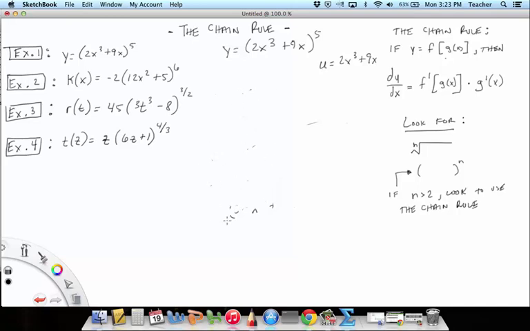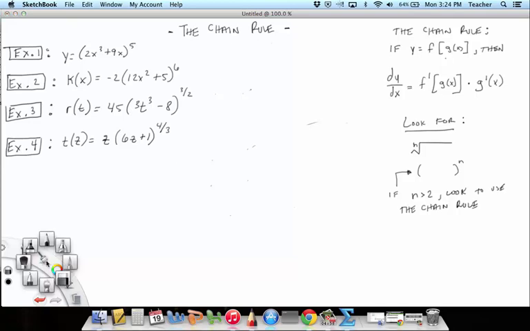Let's see here. So now let's talk about a different case. Like I say, I'll just work some different example problems for you. So let's say example 2, k of x equals negative 2 parentheses 12x squared plus 5 to the 6th power.